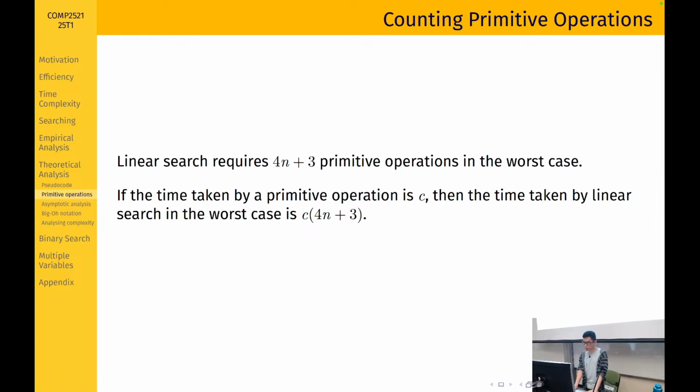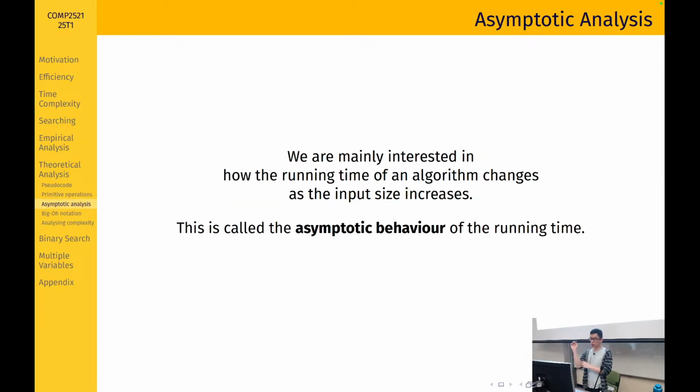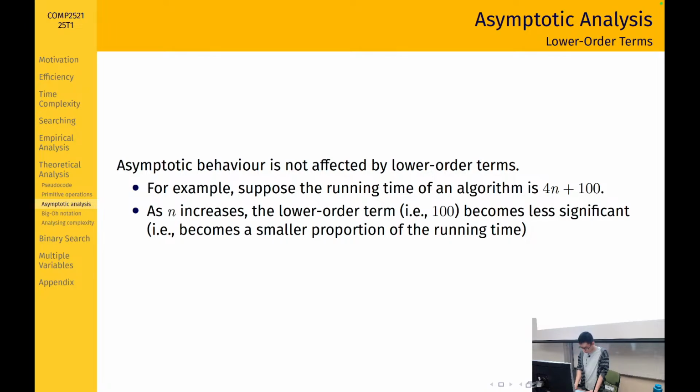Now I just want to remind you that we're interested in how the time taken by the algorithm changes, how it increases as the input size increases. And this is called the asymptotic behavior. How does the time change as the input size approaches infinity?